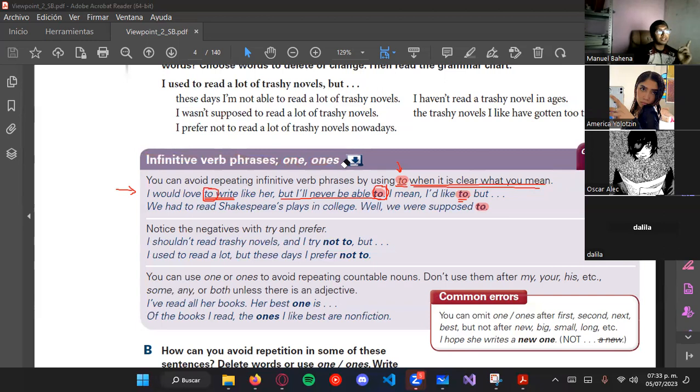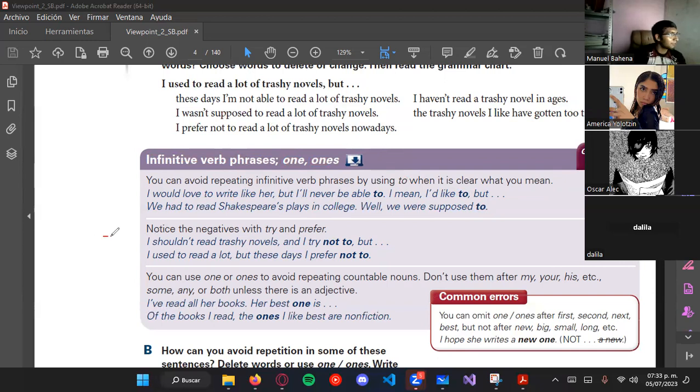Excellent. So that goes for rule number 1. Eso va para la regla número 1. Okay, with the infinitive verb phrases. Con las formas de infinitivo, las frases utilizando verbos en infinitivo. Next one, number 2. Let's see.